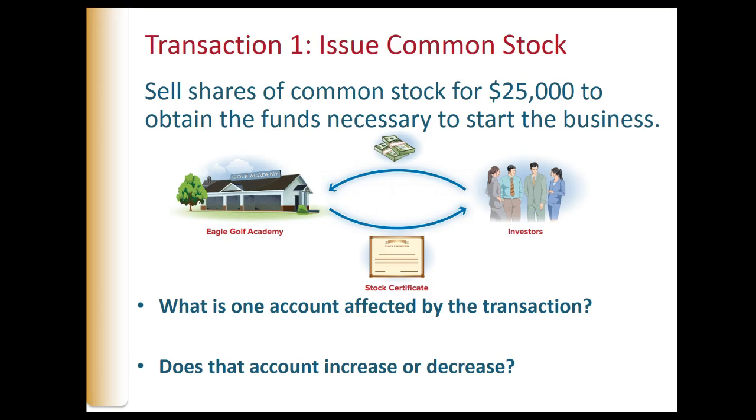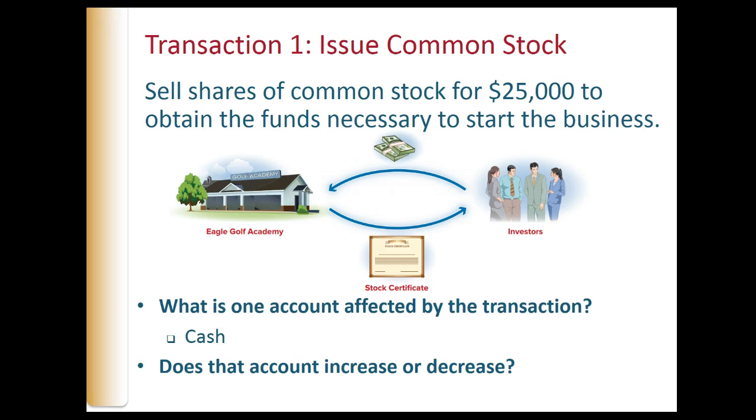The first one: to begin operations, Eagle Golf Academy has to have cash. Cash is king, guys, always will be. To generate cash from external sources, Eagle is going to sell some common shares for $25,000. So remember, we're going to ask some questions. What is one account in the accounting equation that's going to be affected by this transaction? And does that account increase or decrease? So what is one account, guys?